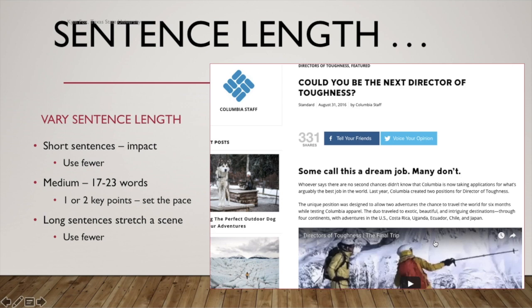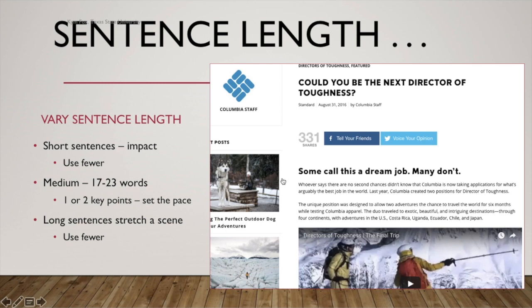So sentence length helps us move through the story. We really use three types of sentences. Short sentences that have impact. We don't use a lot of those because we can be dramatically short and that can have much more impact, but it would be too choppy if we constantly did that. Medium length sentences, 17 to 23 words, somewhere in there. We make one or two key points, and those really move us through most of the story. Then longer sentences, which occasionally make sense. A longer sentence helps us stretch it out a bit, helps us really set a scene. We use fewer of those.